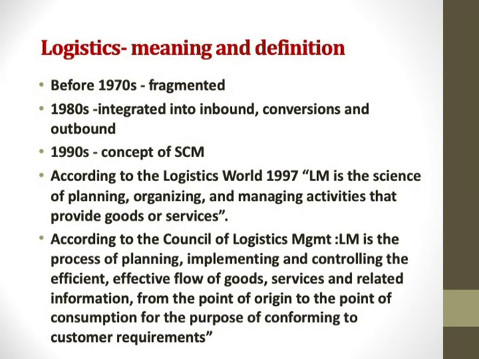In the 1980s, all these functions came to be integrated into three: inbound logistics, conversions that happen within the organization, and outbound logistics related to the finished products distribution. Only in the 1990s did the concept of supply chain management evolve, in which collaboration and coordination between functions within an organization and outside the organization started getting focus.